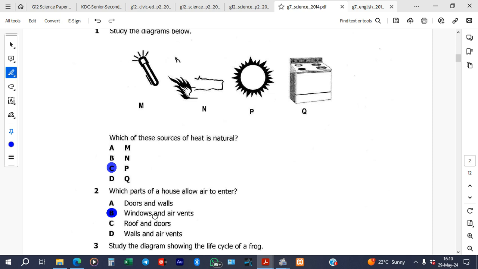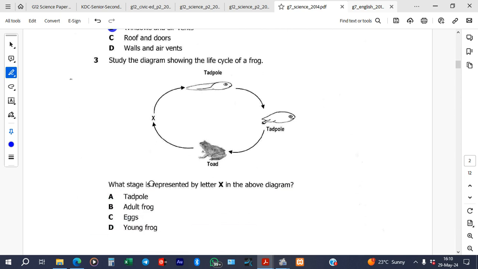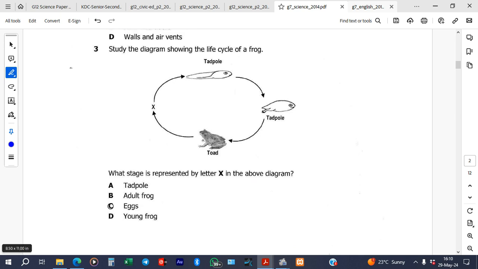Question 3 says, study the diagram showing the life cycle of a frog. So here you have a toad, and here you have eggs, a tadpole. What do you think would be the next stage after the toad? You notice that the tadpole comes from the eggs. So the stage at X is the laying of eggs. So your answer here would be C.